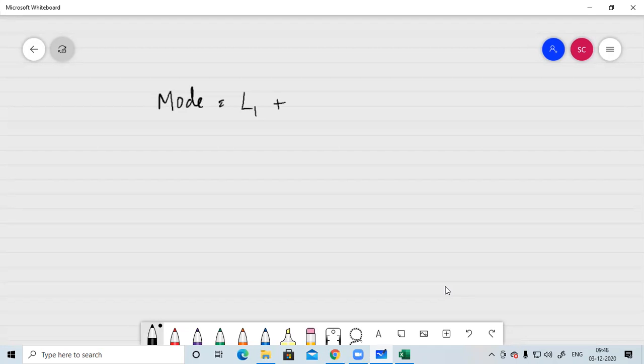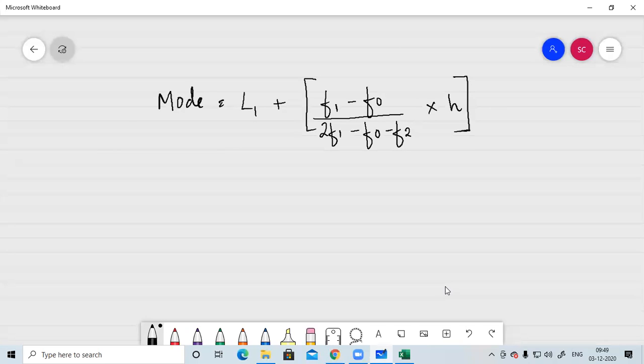So that means the first limit. That's how I put it. F1 minus F0, divided by 2F1 minus F0 minus F2, into H. H or h, either way, you can use both. Yes, both are permitted to be used. Is that clear? Yes, sir.